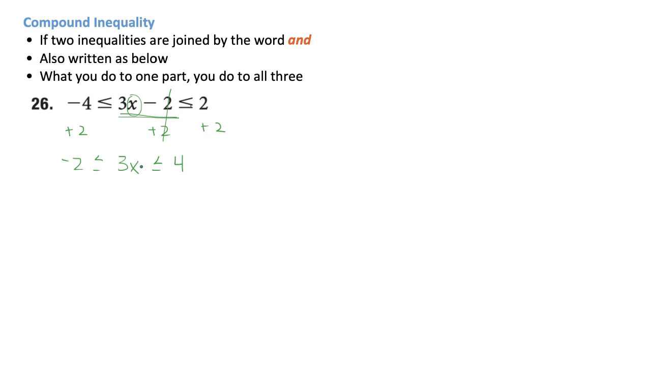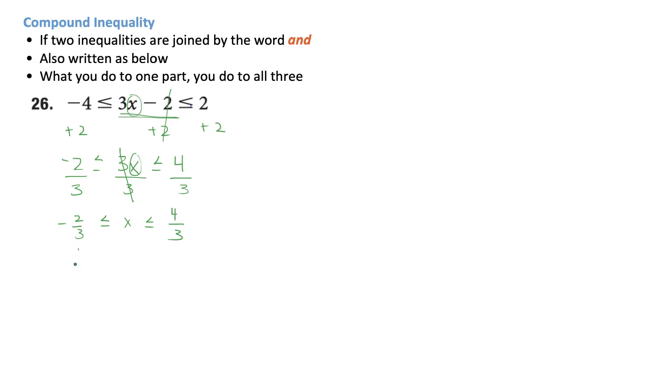Okay, so next what you want to look at is how we are going to get the x, again, by itself, and I need to divide by 3. So when I divide by 3 here, I have to divide by 3 here, and I have to divide by 3 here. Okay, so it's going to divide out and leave the x by itself, and that means x is less than 4/3, and it's also greater than -2/3.